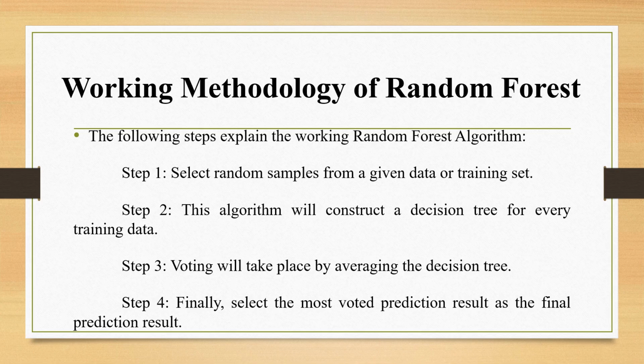Step 3, voting will take place by averaging the decision trees. As in the previous slide, we have seen class 1, class 0, class 1. We have seen 3 class 1, which is the voting. Next, finally select the most voted prediction result as the final prediction result. Based on the previous one, we know that class 1 is the majority, so we will get the final prediction output as class 1.